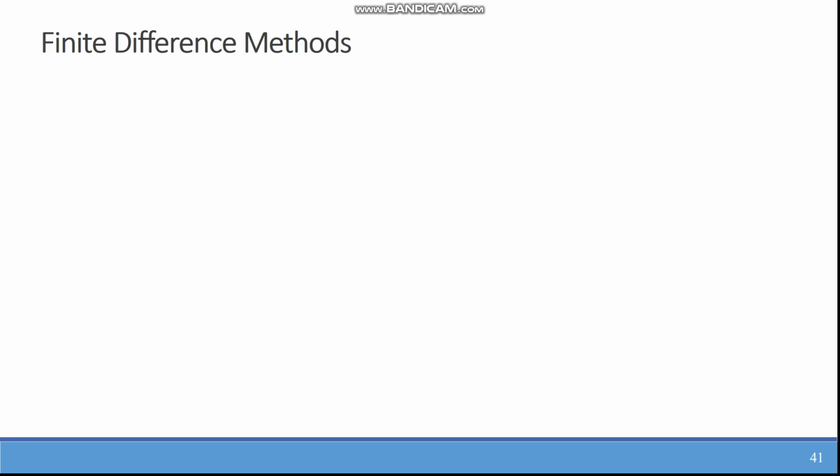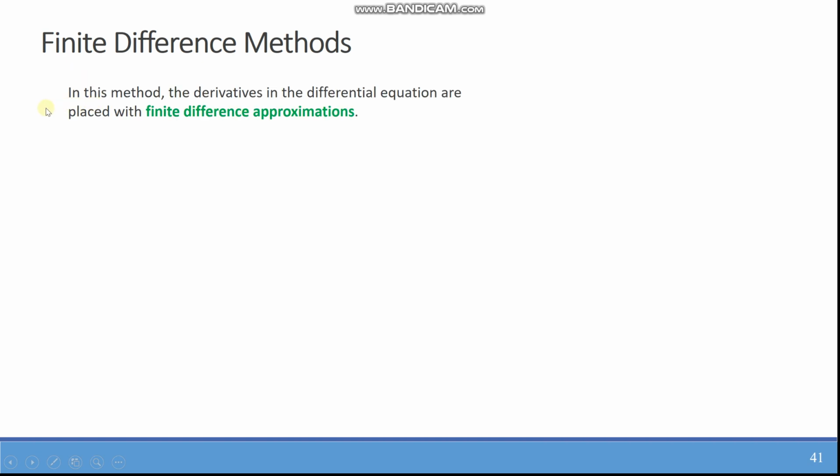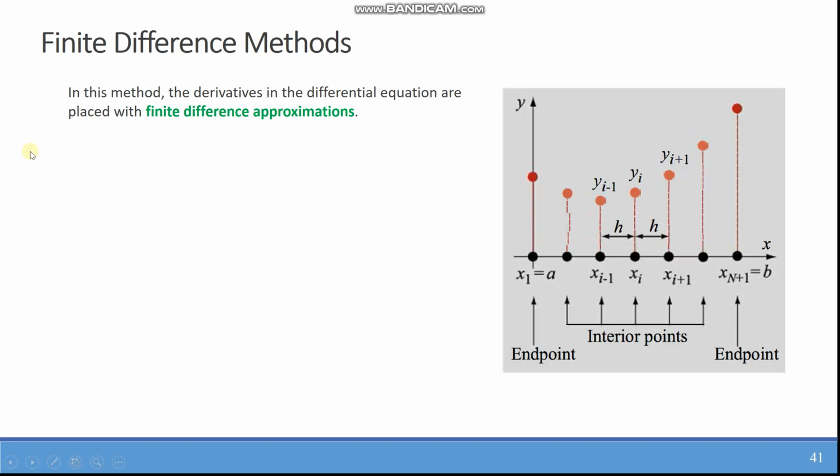We have already discussed the finite difference method last time on numerical differentiation. We have the forward, the backward, and also the central difference. For this one, we are going to apply the finite difference in the interior points within the curve. In this method, the derivatives in the differential equation are replaced with finite difference approximations, so the ODE is converted into a system of linear equations. We have here the points: the given conditions at the endpoints, the boundary conditions, and inside them we call these the interior points or interior nodes.